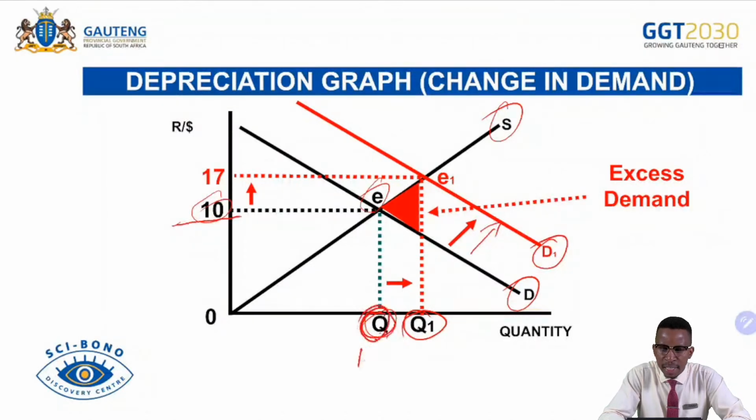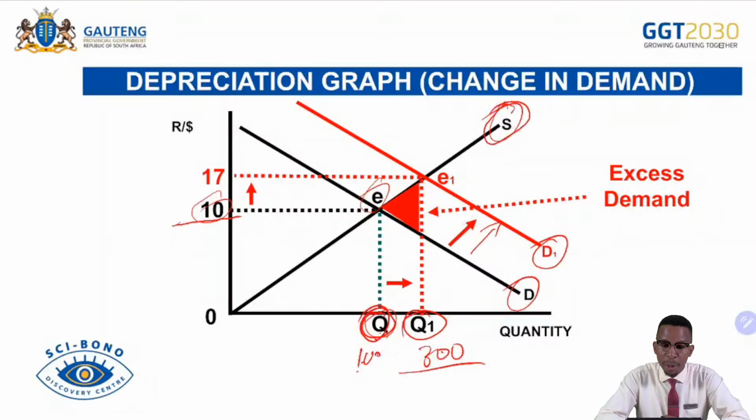As the quantity of rand demanded increased from Q to Q1, the quantity of rand supplied remained constant at Q. Maybe this is 100 and this is 200. So the quantity demanded increased from 100 to 200, but the quantity supplied remained at 100, it does not change. I am saying it is not changing because if you check the supply, it did not respond to the change in the demand for South African rand.